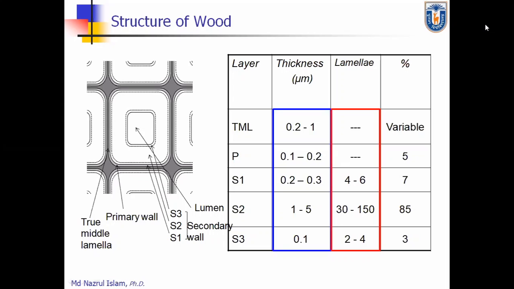And you know lamella, it means layers. So layers, that comes from the S2, that is 30 to 150 different layers. So one layer, just like that, so that can go up to 150. But S1 4 to 6 only, S3 2 to 4 only, and primary or middle lamella, that I have already mentioned earlier to you, is two layers. S2 is around 85% of the total cell wall.